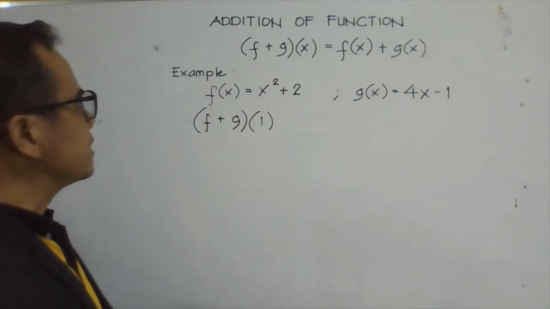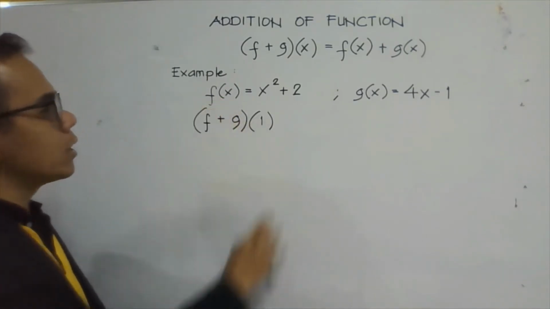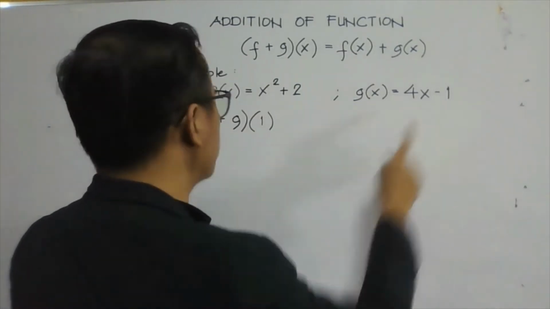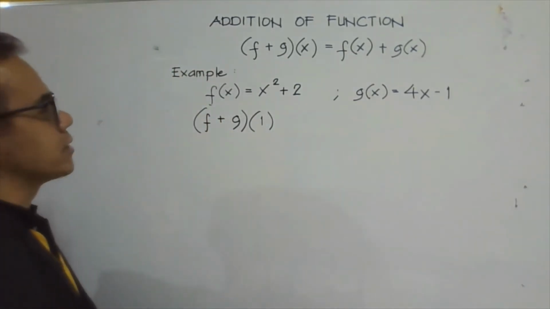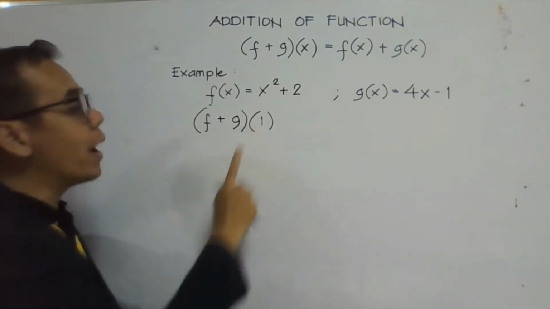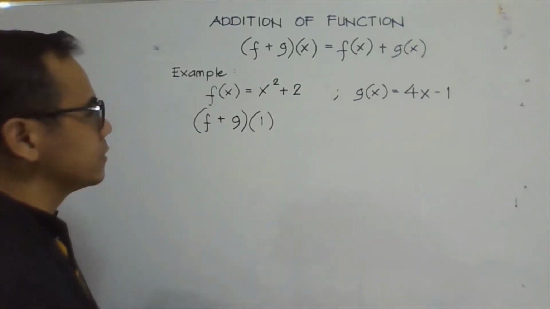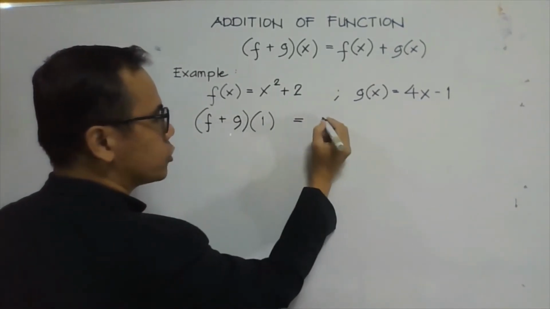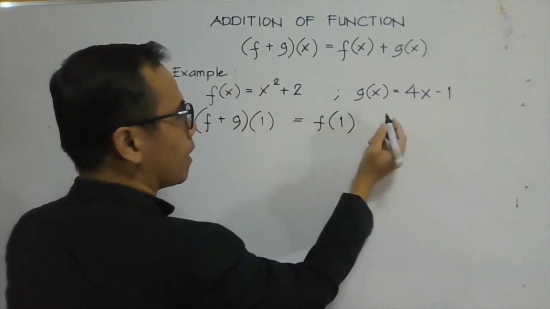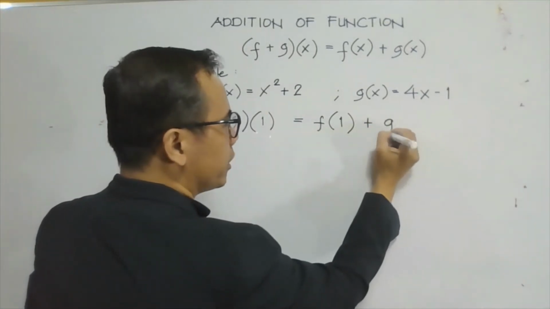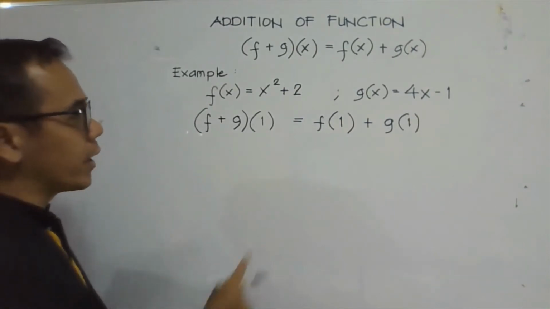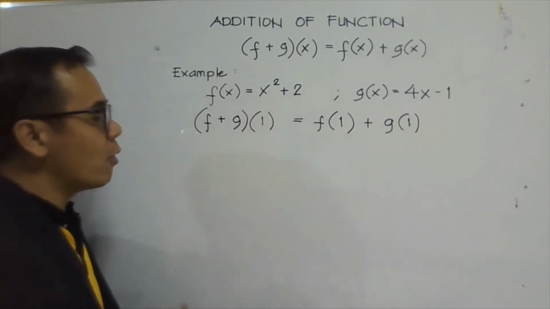We have here another example. Our f of x is equal to x squared plus 2, and our g of x is equal to 4x minus 1. Now we are asked to find the sum of the two functions if the value of x is equal to 1. So how are we going to solve for it? So this is equal now to the f of 1 plus the g of 1. Meaning we are to replace all the variable x with the value of 1.